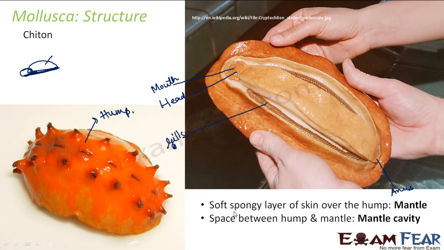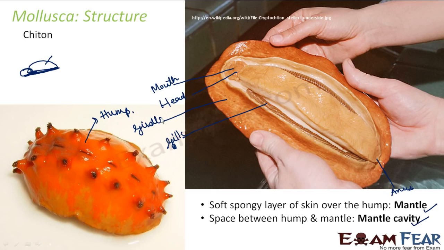Now we also see that there is a soft spongy layer of skin over the hump, and that is known as the mantle. This spongy layer is the mantle, and the space between the hump and the mantle is called the mantle cavity. The mantle is like an outer covering of the hump. Between the mantle and the hump, the space you have is the mantle cavity. And here you see this region, which is known as the girdle. It is used for defense.